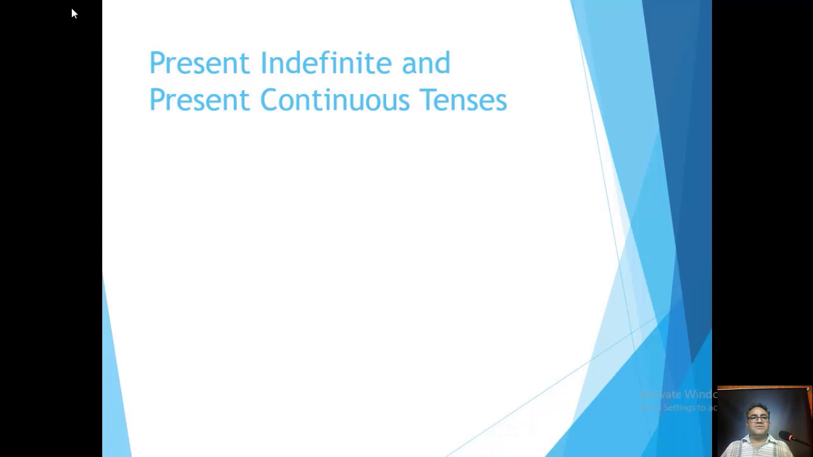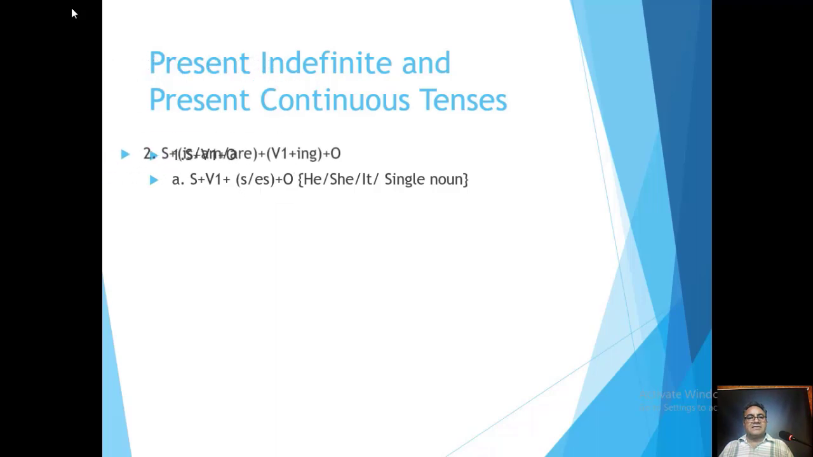Next exercise is related to the use of present indefinite and present continuous tense. When we make a sentence in present indefinite tense, we use subject, first form of the verb, and object. And if the subject is he, she, it, or any single noun, then we add s or es to the first form of the verb. This is present indefinite tense. And for present continuous tense, we use first the subject, then is, am, or are, then ing with the first form of the verb, and then the object. Let's come to the exercise.